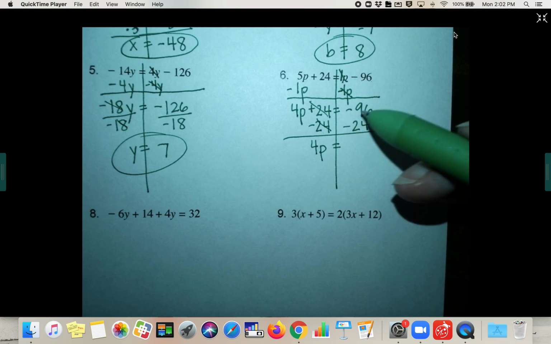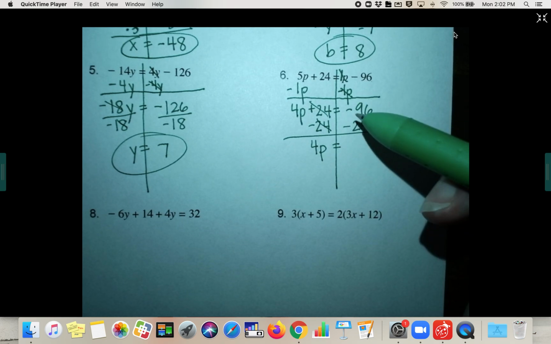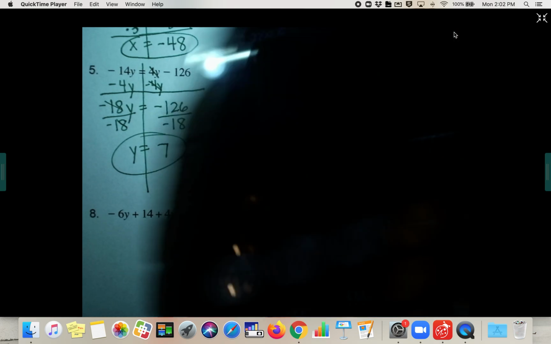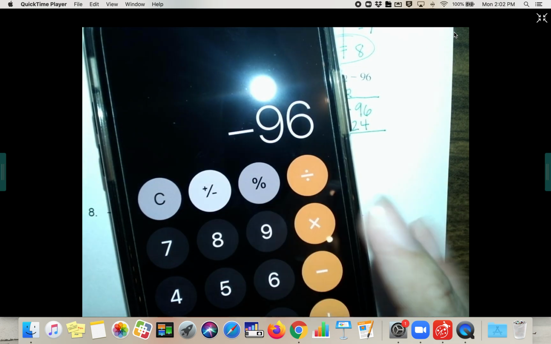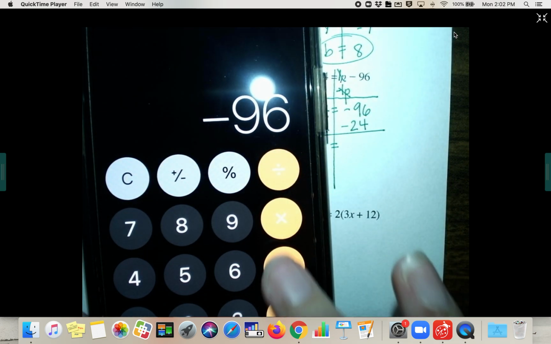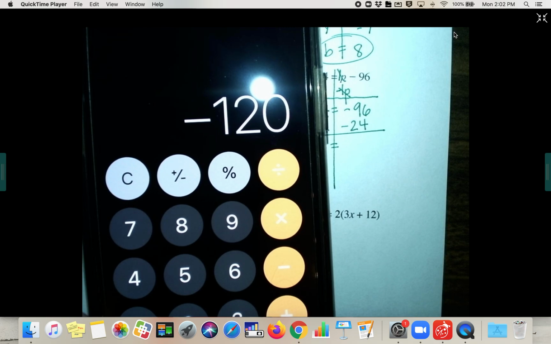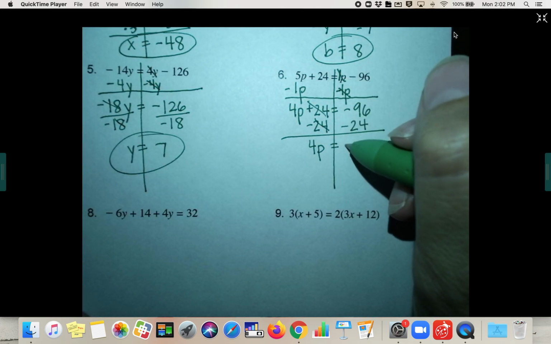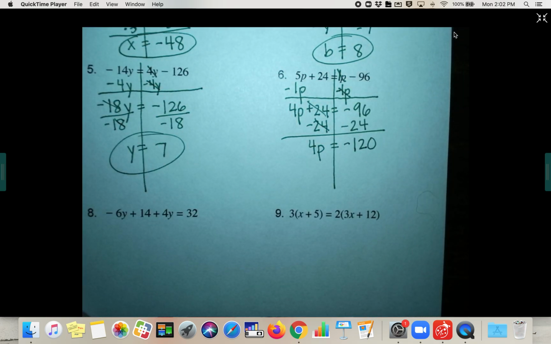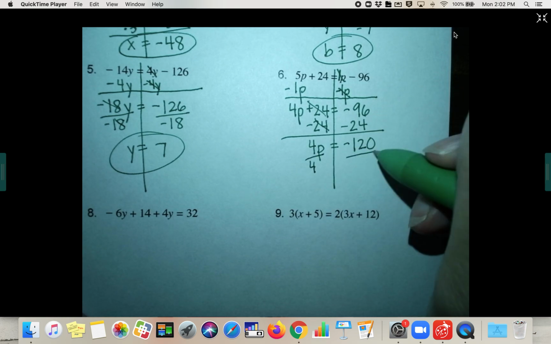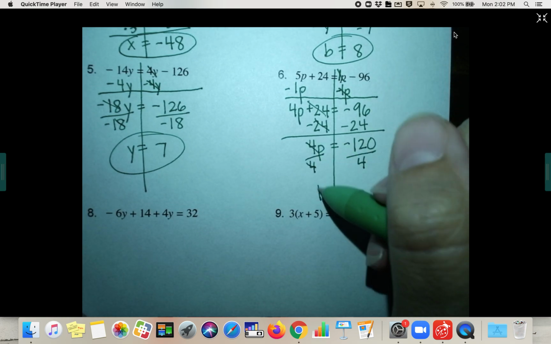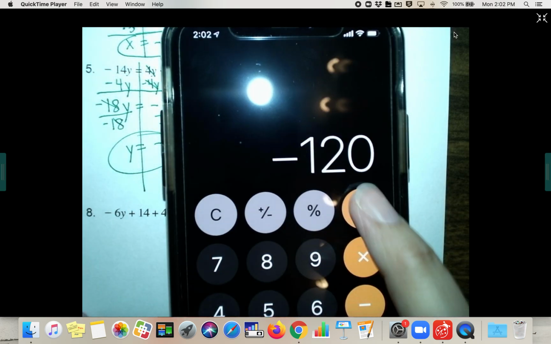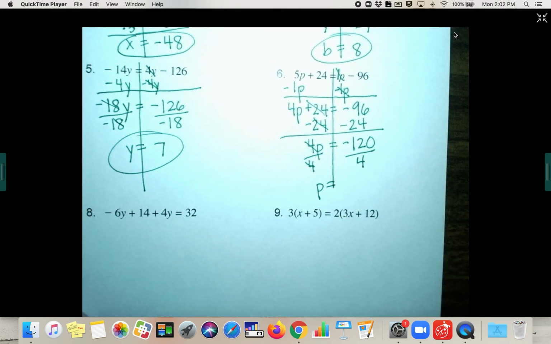4p equals, there's lots of this practice. I hope you guys are understanding negative 96 minus 24, because there are a lot of those apparently. Minus 24 is negative 120. And the last step would be divide both sides by 4. P equals negative 30.